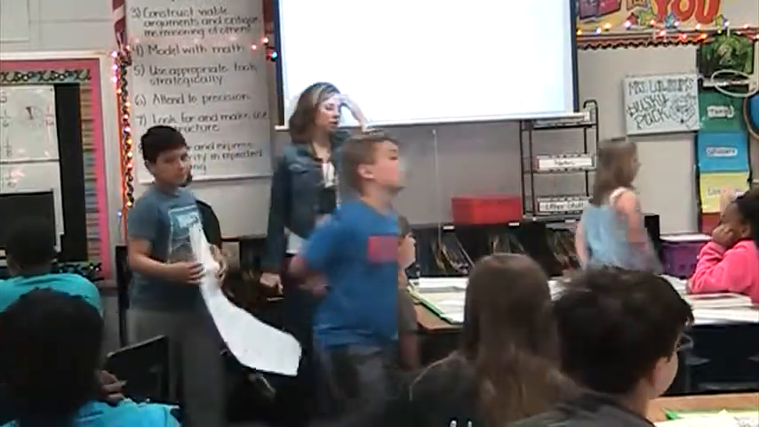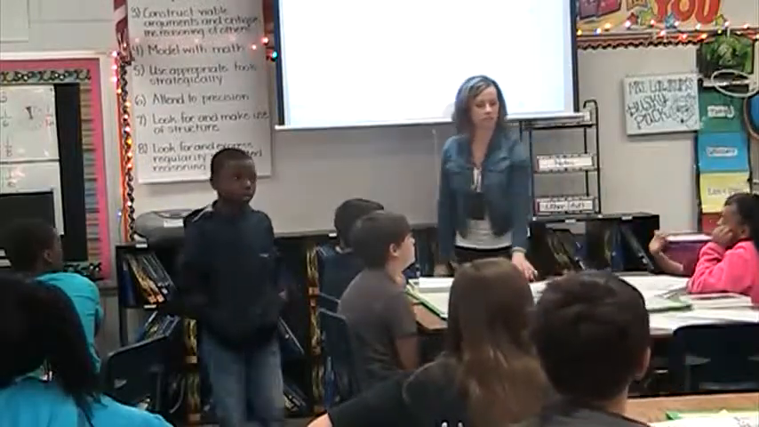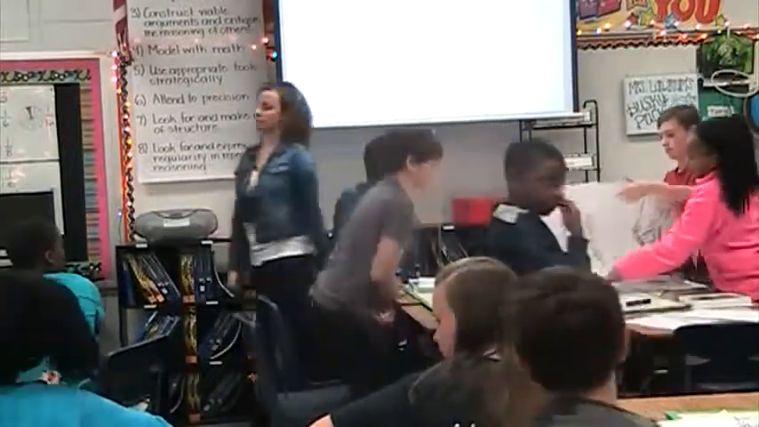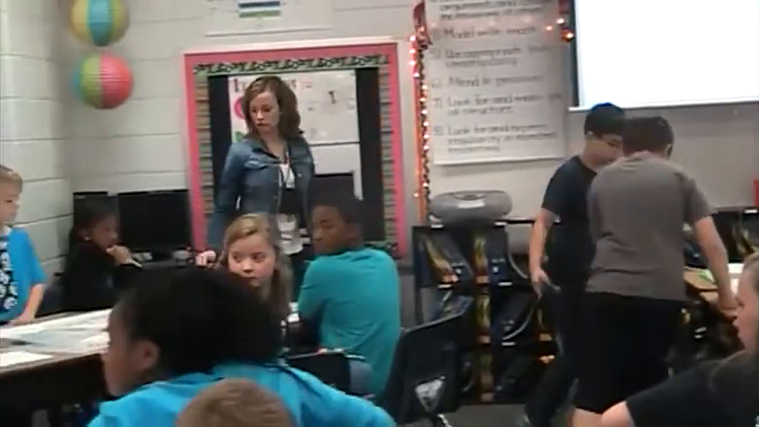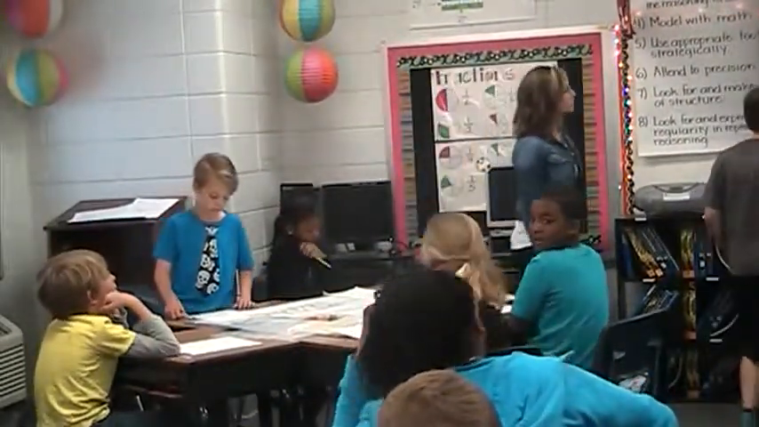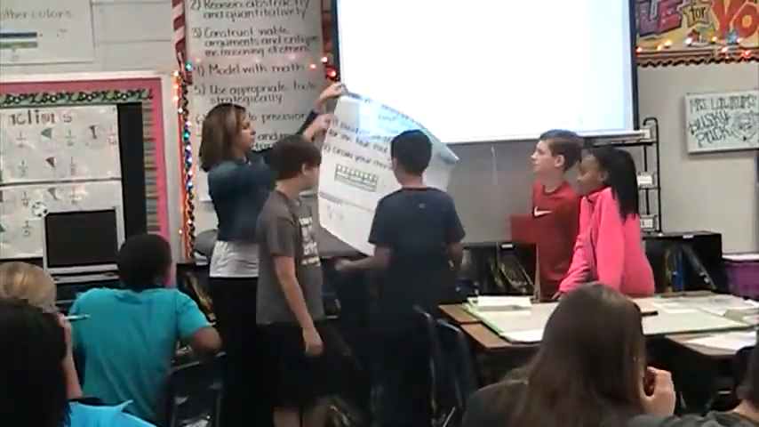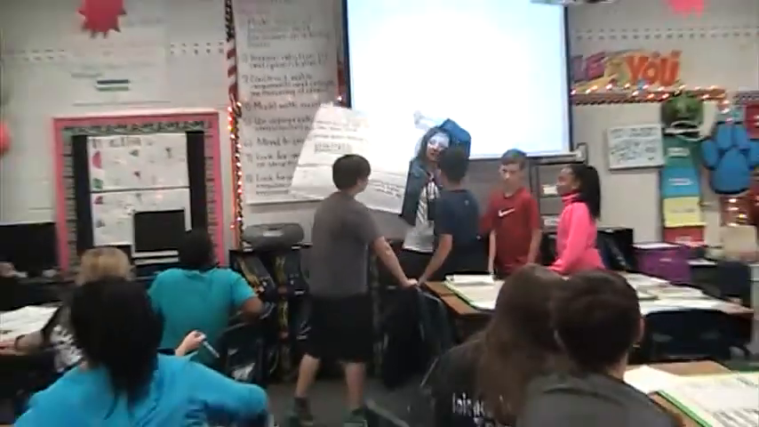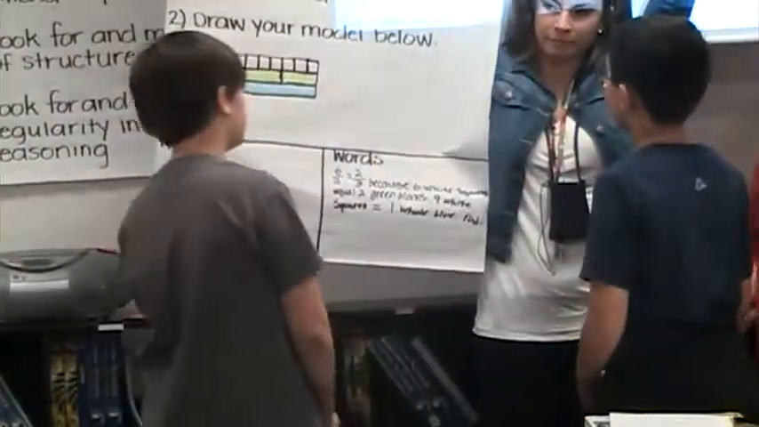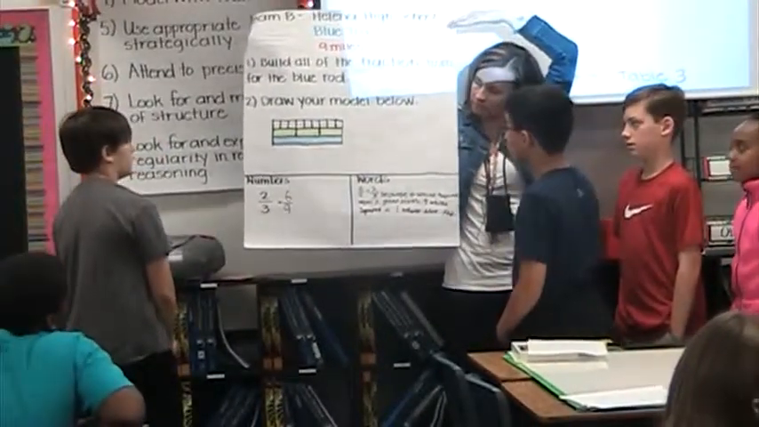Now, quickly, let's just call one team up this time for the blue trail. Let's do this group with the blue trail. Everybody look on the back of your sheet and let's kind of follow along. Find Team B, blue trail. And let's discuss. Here we go. Who's going to explain? This is our model to show number form and word form.